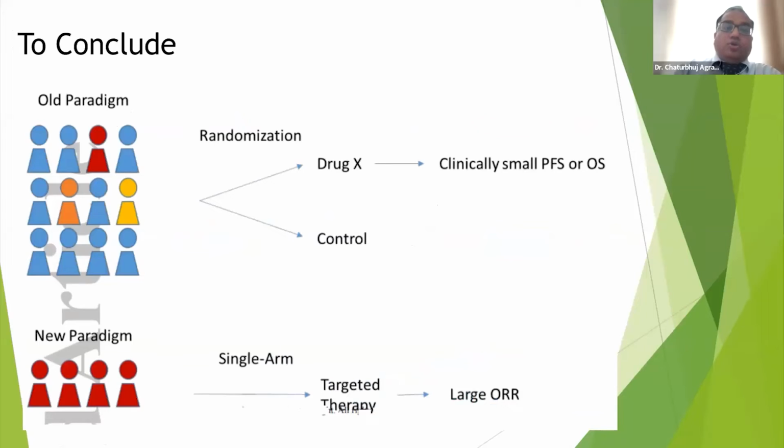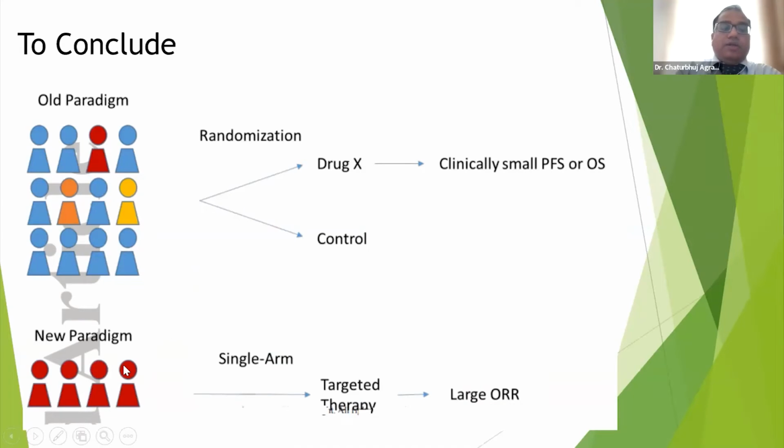So to conclude, the old paradigm was always that we need to randomize our patients to either drug or control. But as I told, it need not necessarily be only a therapeutic trial. It can be a preventive trial, a quality of life trial, a screening trial, a diagnostic trial in oncology. And then after randomization, we prove the benefit for the drug approval.